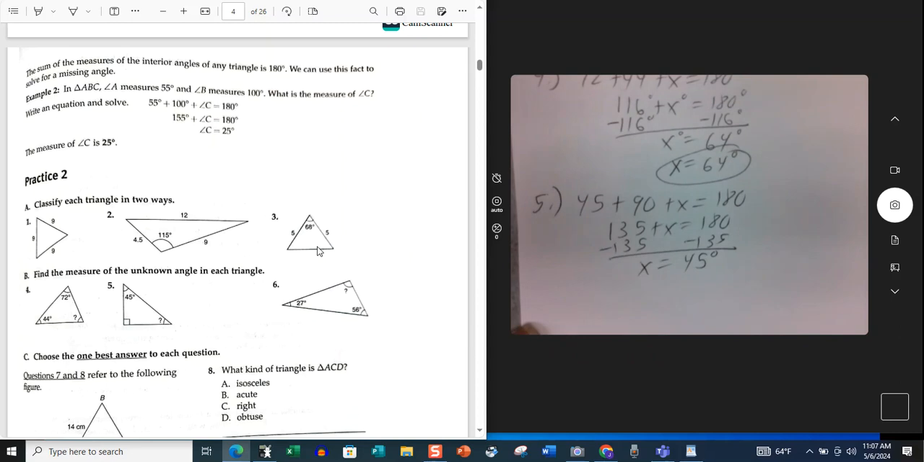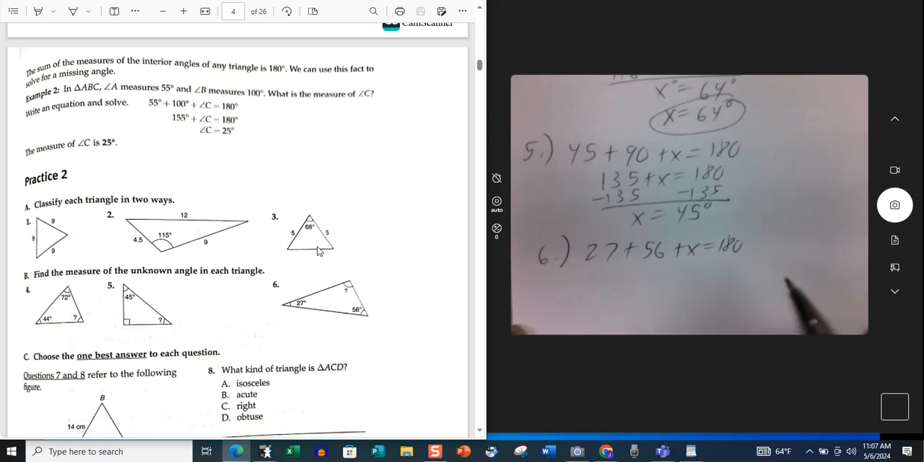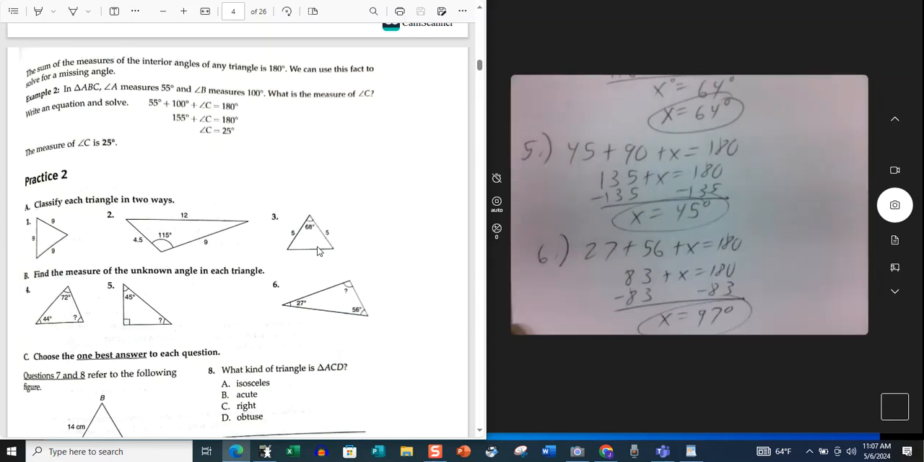Okay, now we look at number 6. Number 6, we had 27 plus 56 plus x equals 180. 27 and 56 is 83 plus x equals 180. We'll subtract 83 on both sides. So x equals 97. So it's 97 degrees. So that will be our answer.